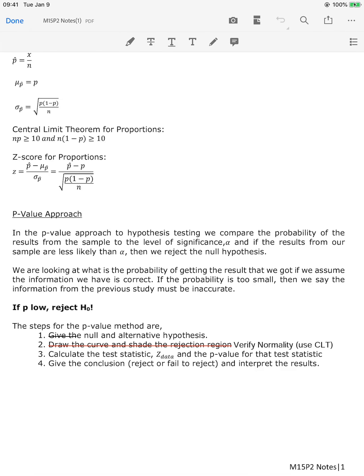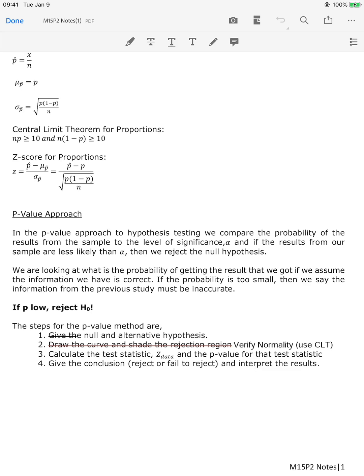The first step, and I apologize, it got a line through it. I couldn't undo it. So the first step is to give the null and alternative hypothesis. The second step I've actually changed, and I forgot to change my notes. So I used to make you draw the curve, but I'm not going to do that anymore because it doesn't really help all that much.